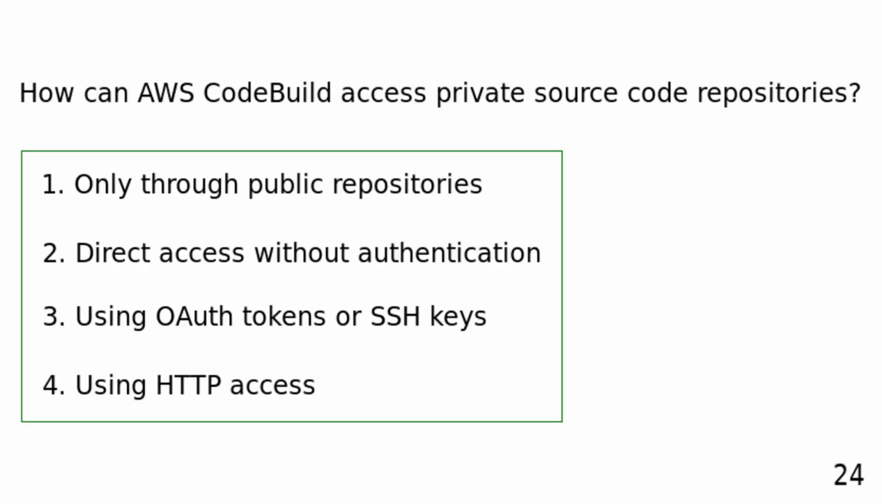How can AWS CodeBuild access private source code repositories? Only through public repositories. Direct access without authentication. Using OAuth tokens or SSH keys. Using HTTP access.